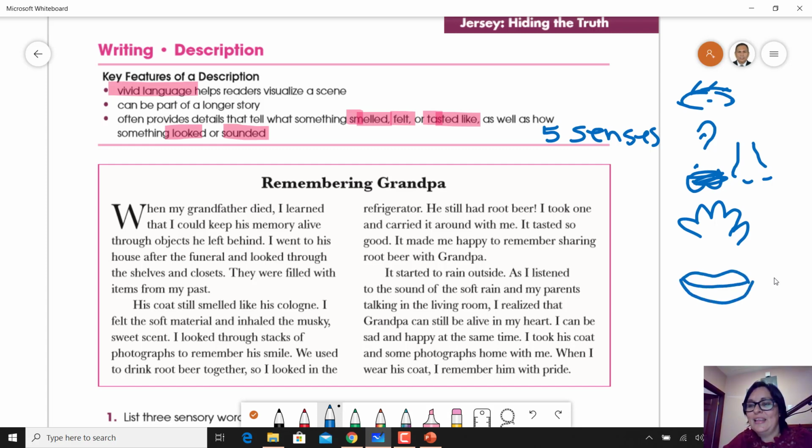Okay, a mouth. Those are the five senses. So when you are writing a description, you have to use words that explain how something looks, how something sounds, how something smells, how something feels by the touch, and how something tastes by the mouth.